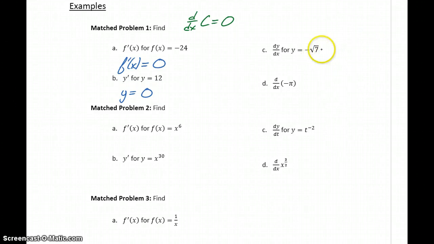Since there's no variable here, so if we had an x somewhere in there, we would have a variable to take the derivative with respect to. But in this case, the negative square root of 7 is just a constant. So again, here the derivative is just 0. We didn't start off with a whole number, just a nice fraction. We've got a square root in there, but still we're just taking the derivative of a constant.